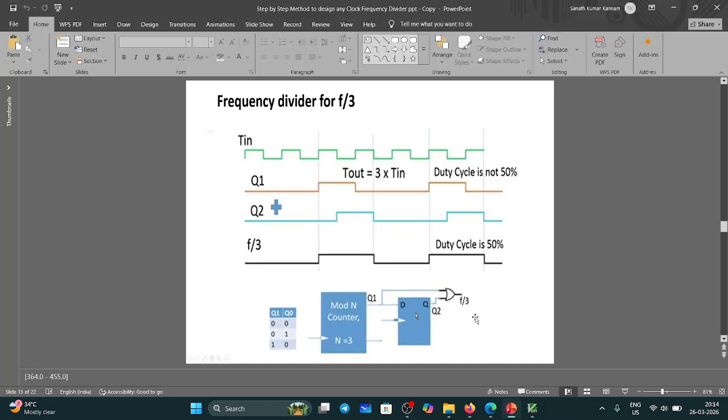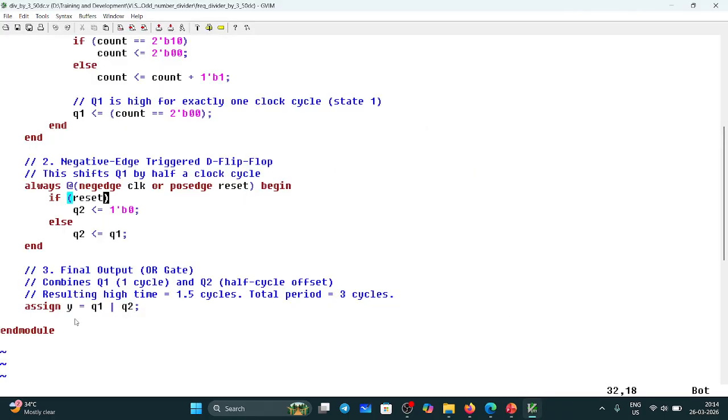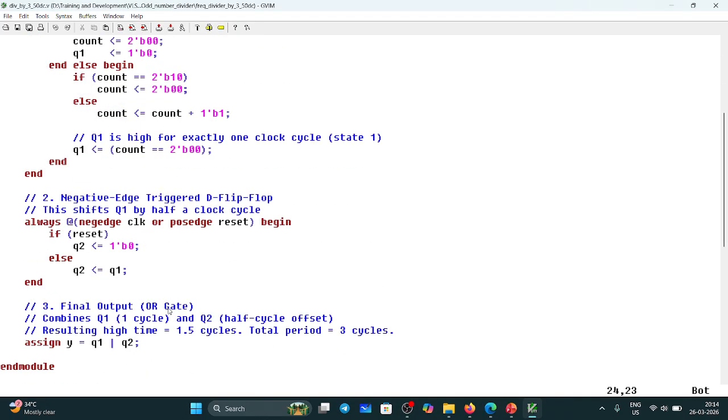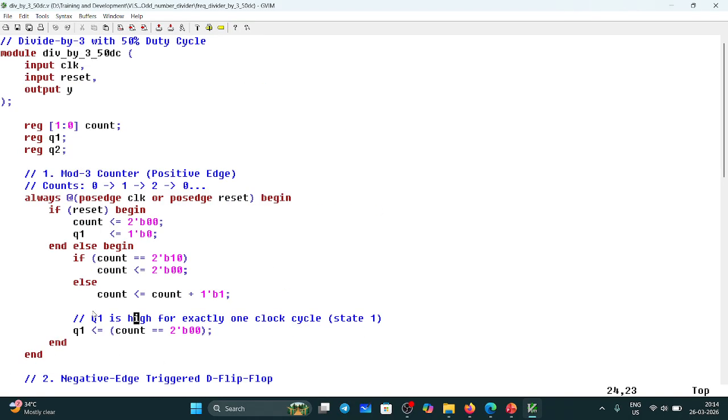Q1 and Q2 are connected to an OR gate. Yeah, OR gate. I'm giving assign, so I'm not declaring it as reg data, I declared it as wire data. That's why I'm using a continuous assignment statement: assign y equal to Q1 or Q2, and endmodule. Okay, this is the divide by 3 circuit.